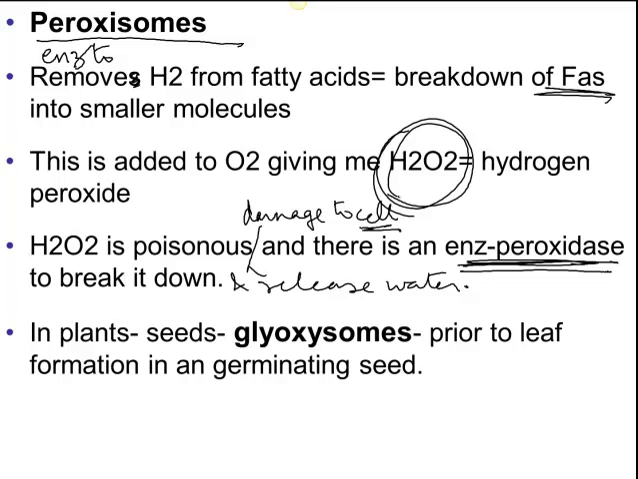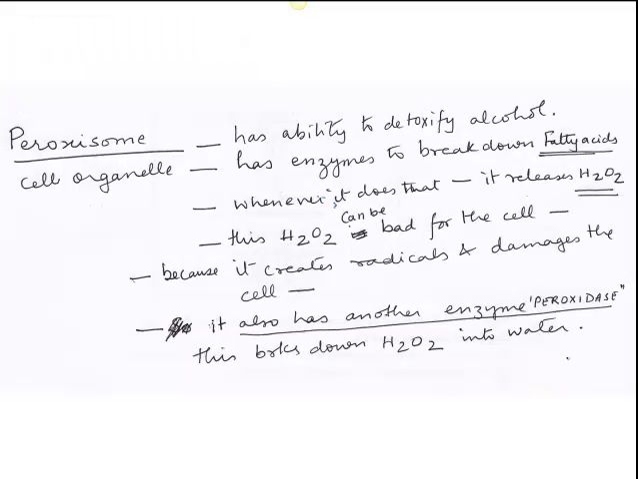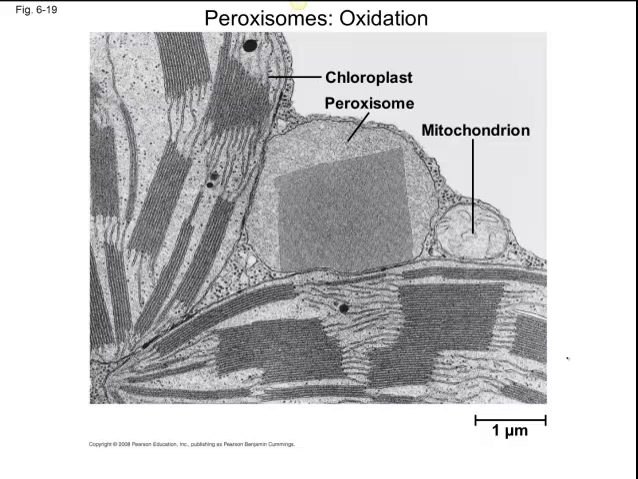Okay. In plants, especially in the seeds, peroxisomes are called glyoxysomes, and they are in high content, and they are observed prior to the leaf formation in a germinating seed, because till then the plant needs energy, and the energy cannot be got by photosynthesis because it doesn't yet have leaves. Okay, that's what I have written. I have rewritten exactly what I was talking about. So this is your peroxisome here.